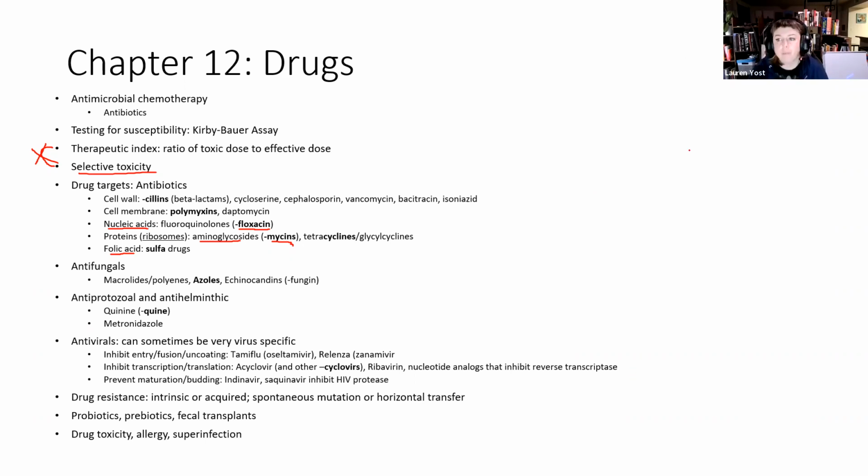Familiar with C. diff. I would say C. diff and yeast. Those are the two big ones.